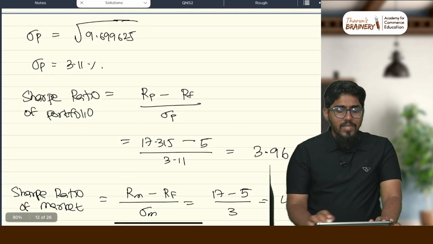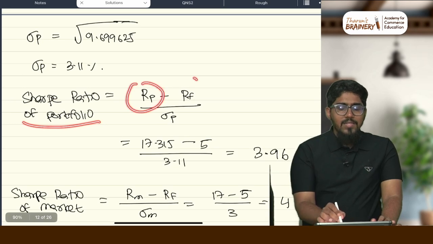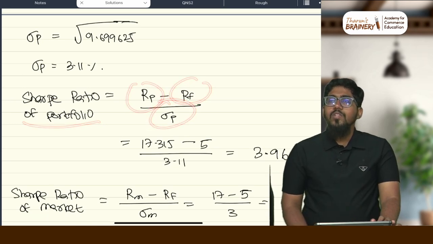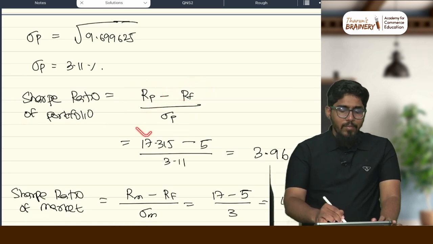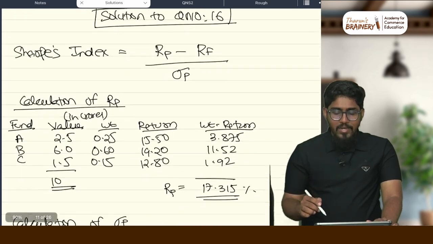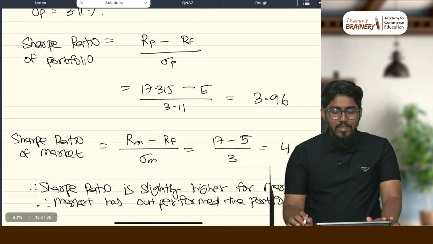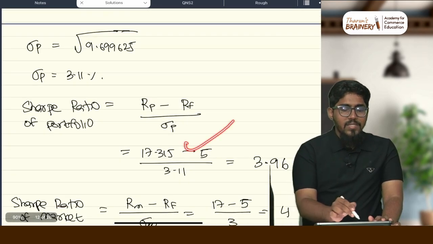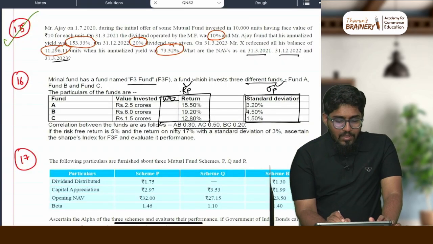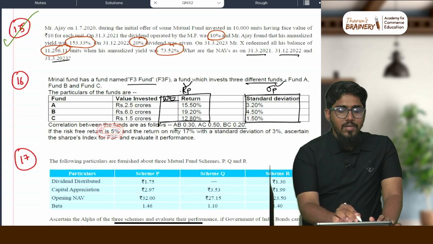Sir, what is the Sharpe index of the portfolio? RP minus RF divided by standard deviation of P. Sir, 17.315 percent, correct? You calculated 17.315 percent minus the risk-free rate, which is 5 percent as given in the question. Are you all with me?